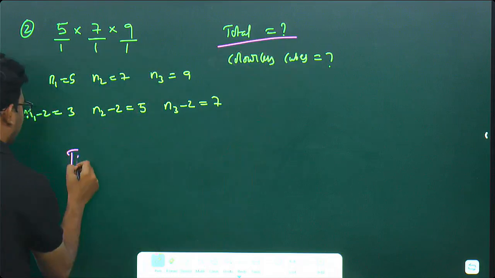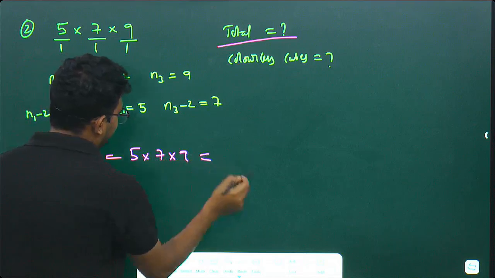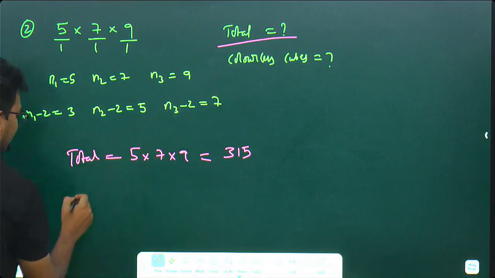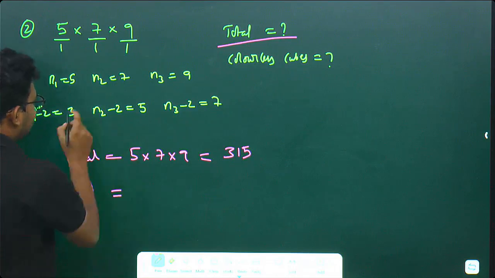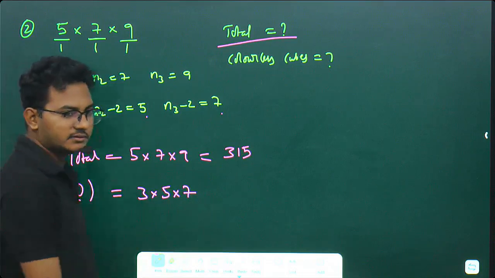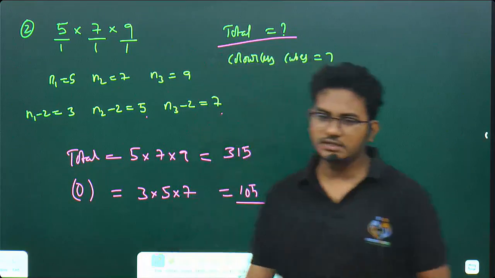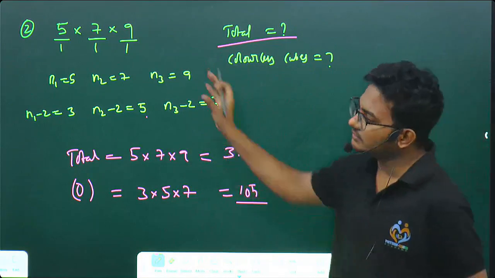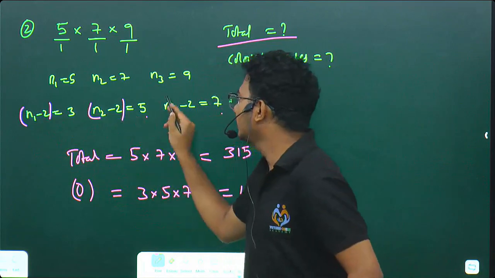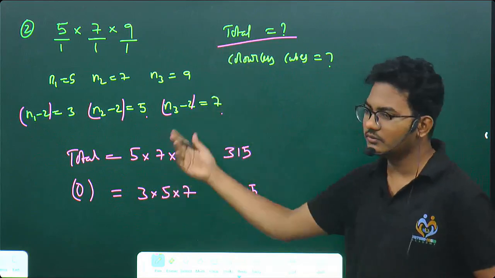Total: 5 into 7 into 9, 315. Okay. Again, now I'm asking you colorless cubes, which means zero surface painted, which means 3 into 5 into 7. Yes. This is quite easy. So 105. So instead of solving through the formula, what you can do is first try this n1 minus 2, n2 minus 2, n3 minus 2, then simply put down those things in the formula.